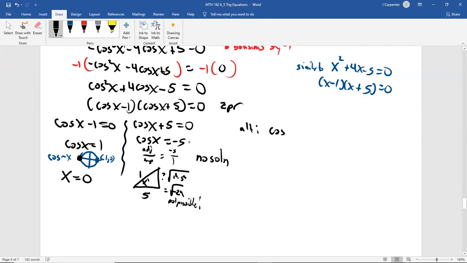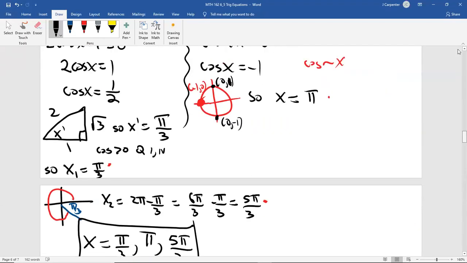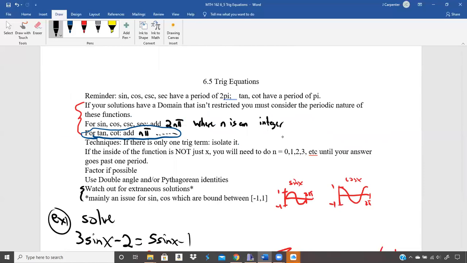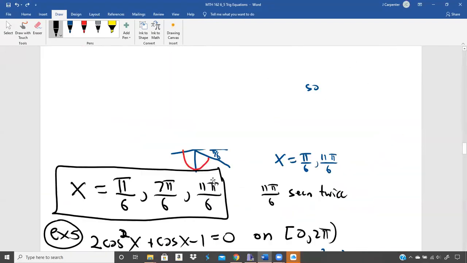Alternatively, with cosine of x equal to negative 5, I made a statement at the beginning of the section. Watch out for extraneous solutions, mainly an issue with sine and cosine, which are bound between negative 1 and positive 1. Because on the unit circle, the largest that the x coordinate or y coordinate can be is positive 1 or negative 1. It means the answers can be no bigger than that, unless you have an amplitude factor, which we don't. And if we did, we would have divided it out. See, cosine is bound between 1 and negative 1, but we have it being equal to negative 5, which is completely impossible. It is extraneous. There is no solution to that segment.